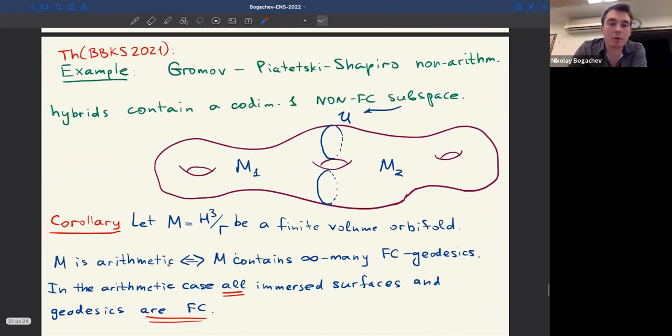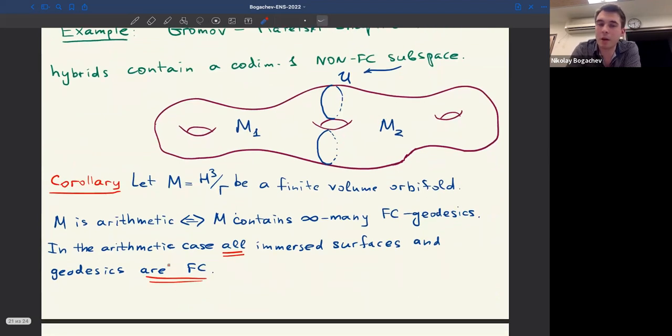As a corollary of our theorem, we obtain the following: it is known that there are some hyperbolic 3-orbifolds or manifolds that contain no totally geodesic surfaces, but they always contain geodesics. And our theorem actually covers this case. M is arithmetic if and only if it contains infinitely many FC one-dimensional geodesics. And in the arithmetic case, all properly immersed surfaces and geodesics have this FC property.